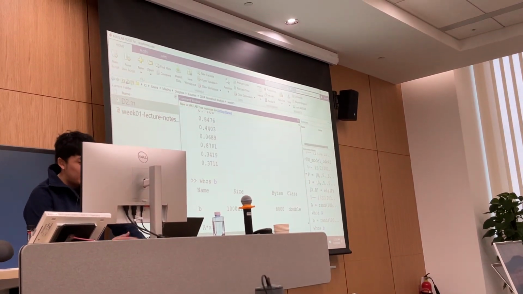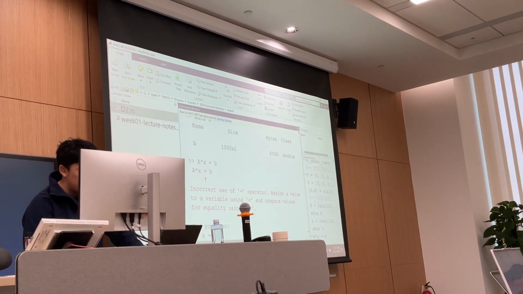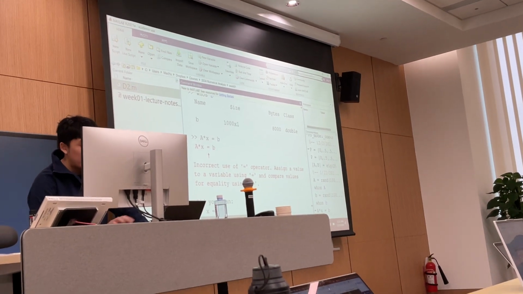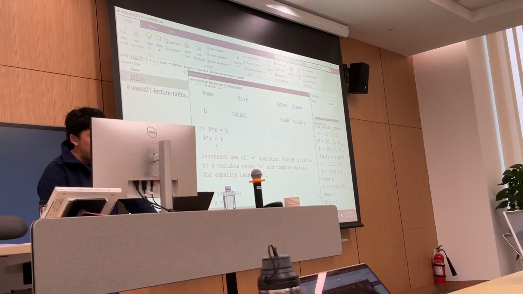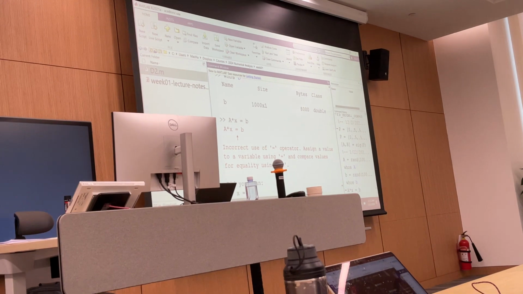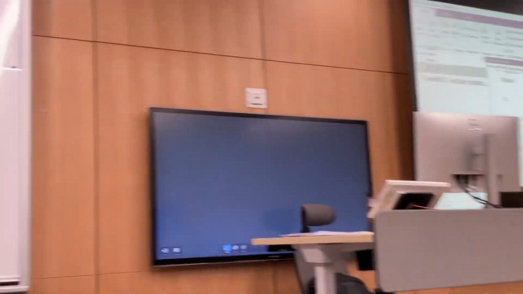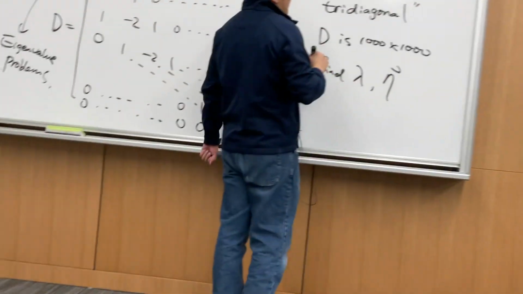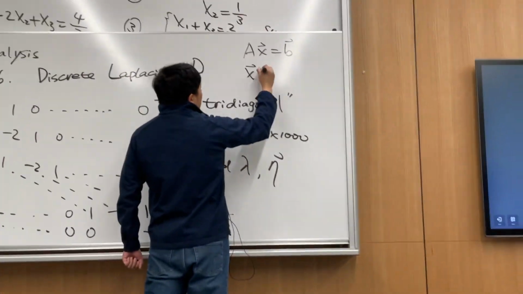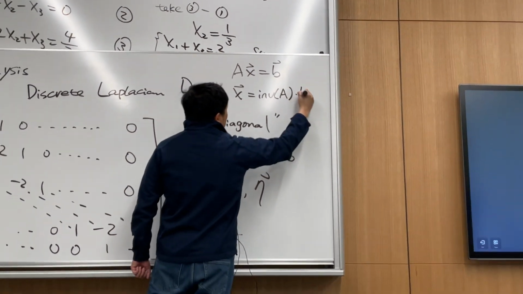You cannot really ask MATLAB to do something like this. If you do this, it will complain. It's like, what do you mean? You have an equal sign in here. In MATLAB, solving this is very simple. The equation we're trying to solve is AX equals B. Another way to write this is that the X vector equals the inverse of A times the B vector, right?